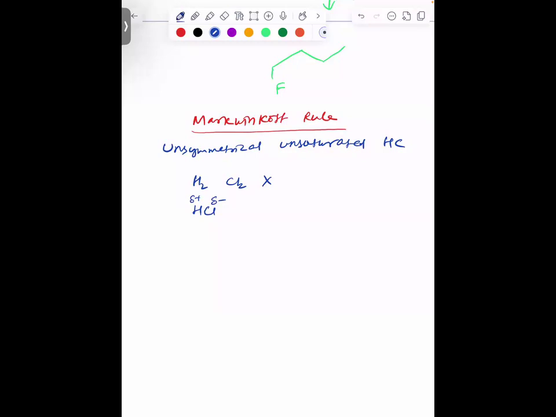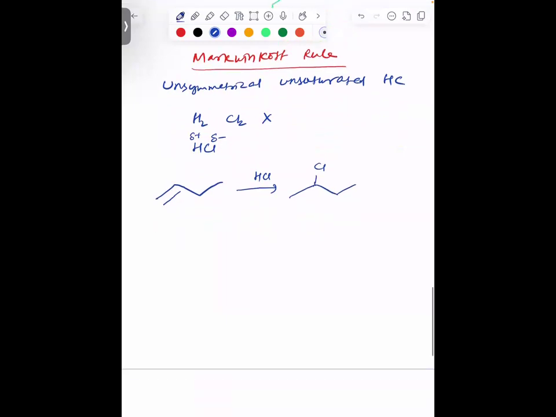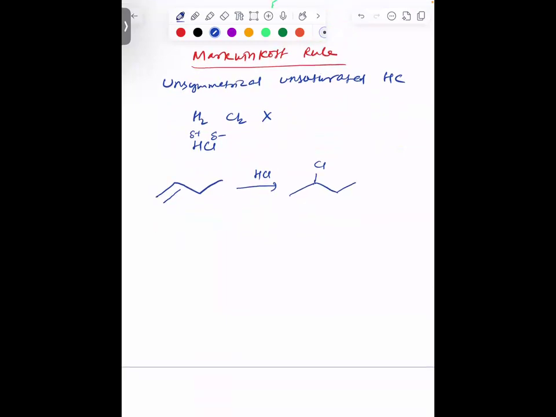Adding HCl, the negative part, chlorine, goes to the carbon which contains lesser number of hydrogen. This is the product. But if it is a symmetrical alkene and we add HCl, there will be no difference in the product, so the product will be 2-chloro butane.